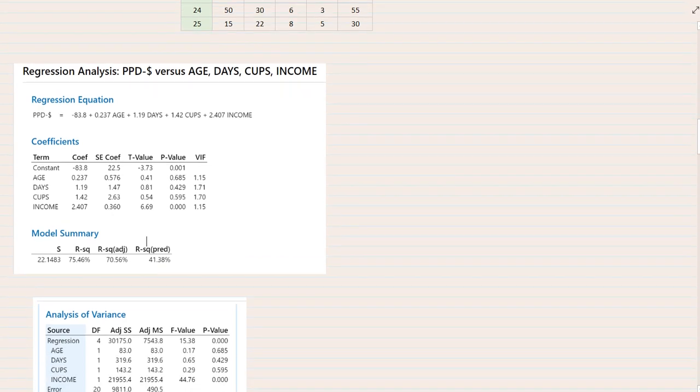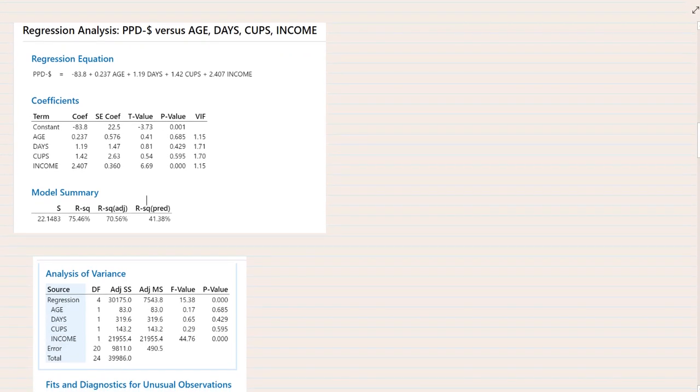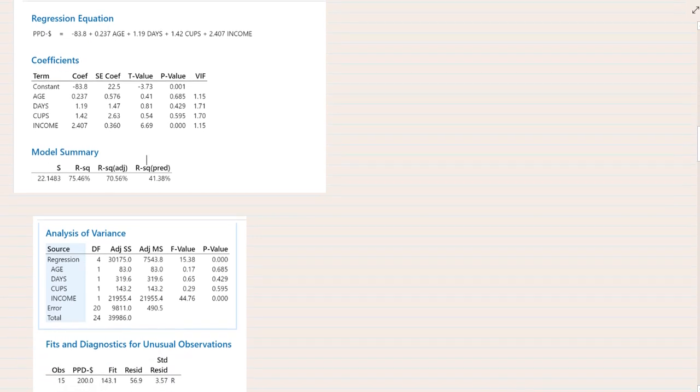Now, let's continue on. So for this one, this is the ANOVA now. This is the analysis of variance for the full model. The full model has all 4 independent variables in it. You see that? Age, days, cups, income.